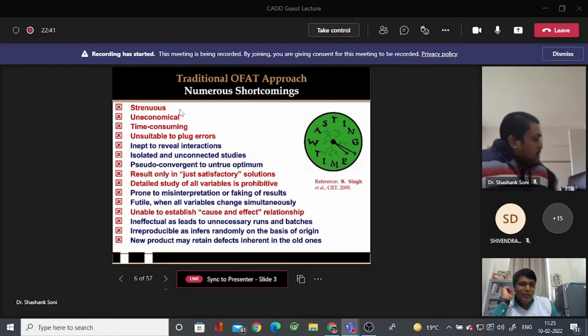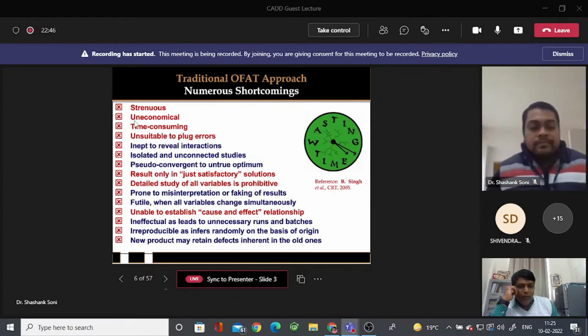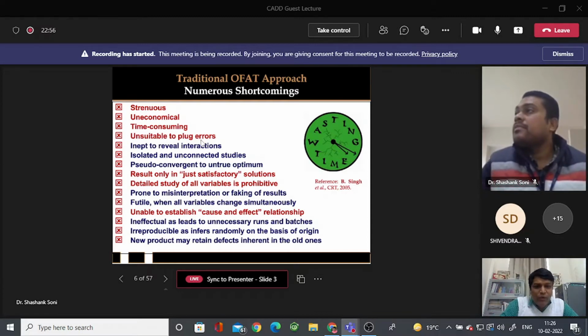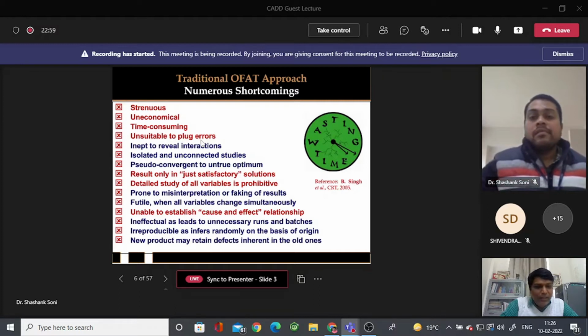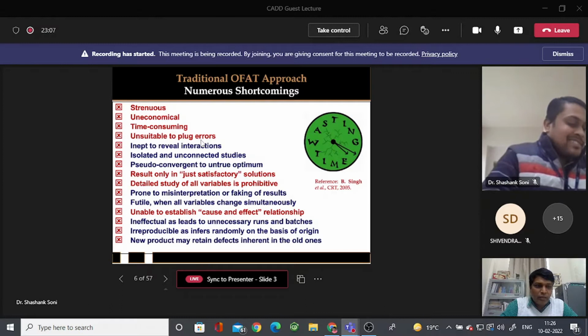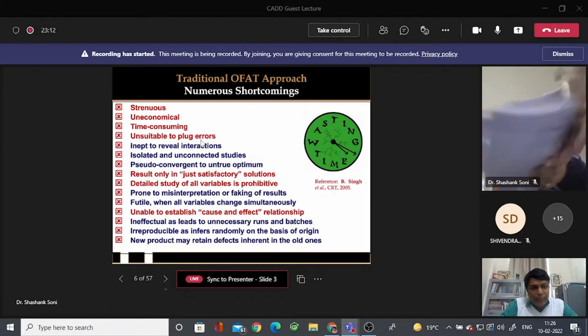What happens? It is a strenuous exercise, it is uneconomical, it involves a lot of money. It is time consuming. It is unsuitable to plug errors. अगर ये batch अच्छा निकल गया तो कोई बात ही नहीं है. But what happens after some days, your company changes the tablet operator, or the tablet operator gets a good opportunity, he or she shifts to some other company, then what will happen?